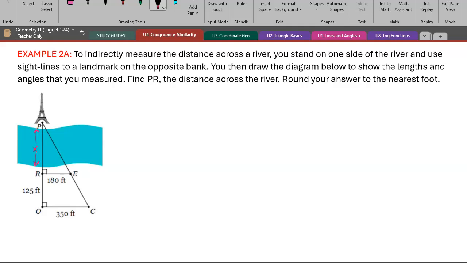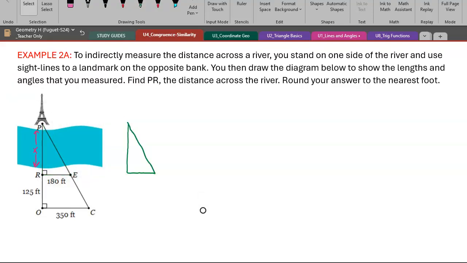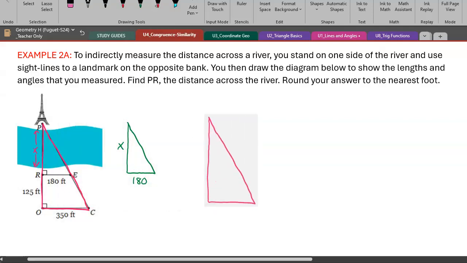What's important in this problem to notice is that we have 2 similar triangles. This time, they are inside of one another. We first have triangle PRE, this green triangle right here. I'm going to drag it over to the side. x is the length of the river, and 180 is the measurement made just on the banks of the river. There's our first triangle. For the second one, that's triangle POC. We draw that and drag it over to the side.